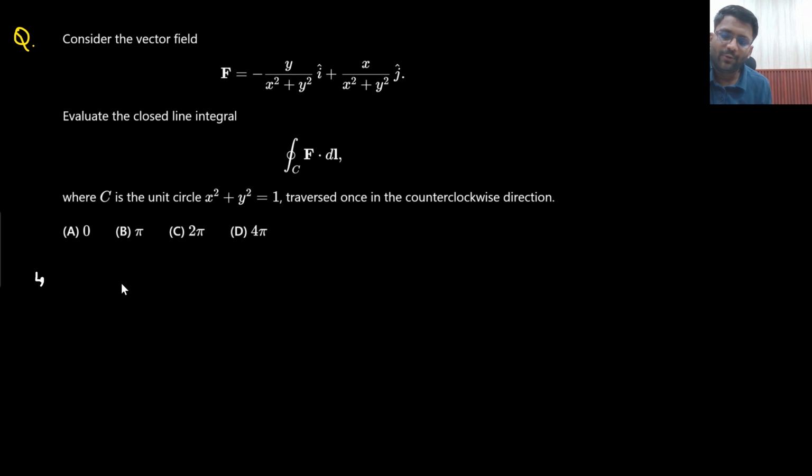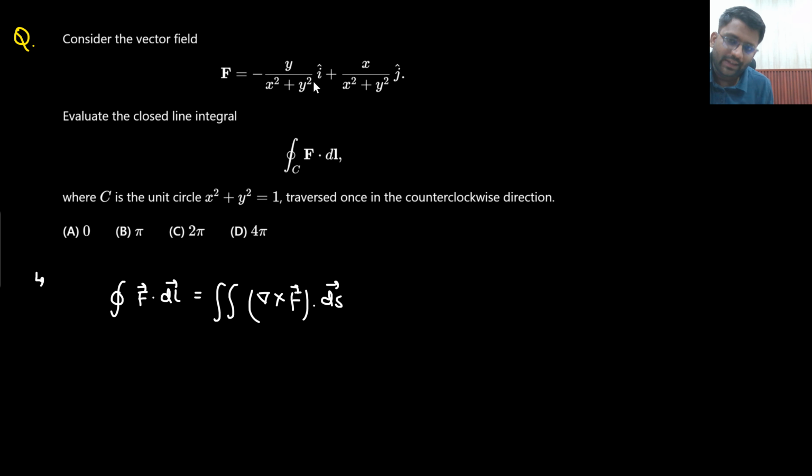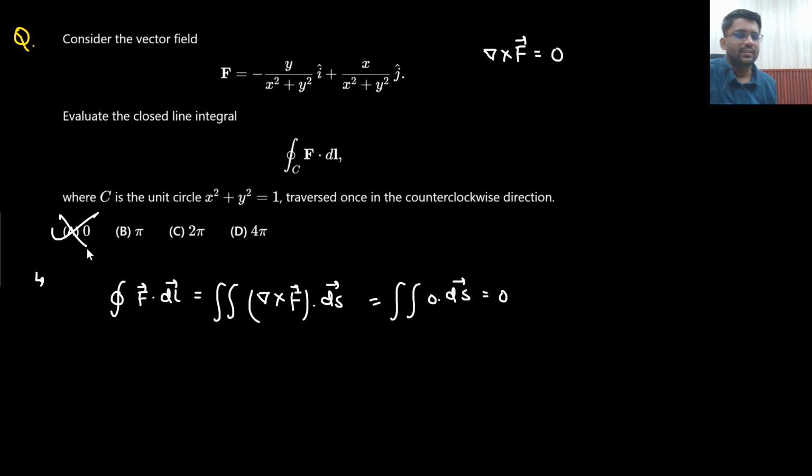Sir, I am supposed to calculate the closed line integral of f dot dl. Sir, in the examination I can solve this question within seconds. Del cross f dot ds I will do. Then I will calculate del cross f. You can calculate del cross f. Sir, when I calculated del cross f using the determinant, it came out to be 0. So, sir, 0 dot ds, the answer is 0. Sir, I will click on this one. Minus 0.66. Wrong. Why is that so?